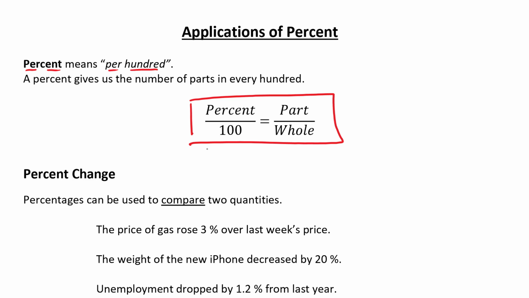As you can see, we have 100 on the bottom, we have the percent on top. 7% would mean 7 over 100. We have the part compared to the whole. And this will vary depending on the situation. In this lecture, I intend to go over many of the different applications of percents in our labs, with the exception of solutions. That will be a whole other lecture on its own.